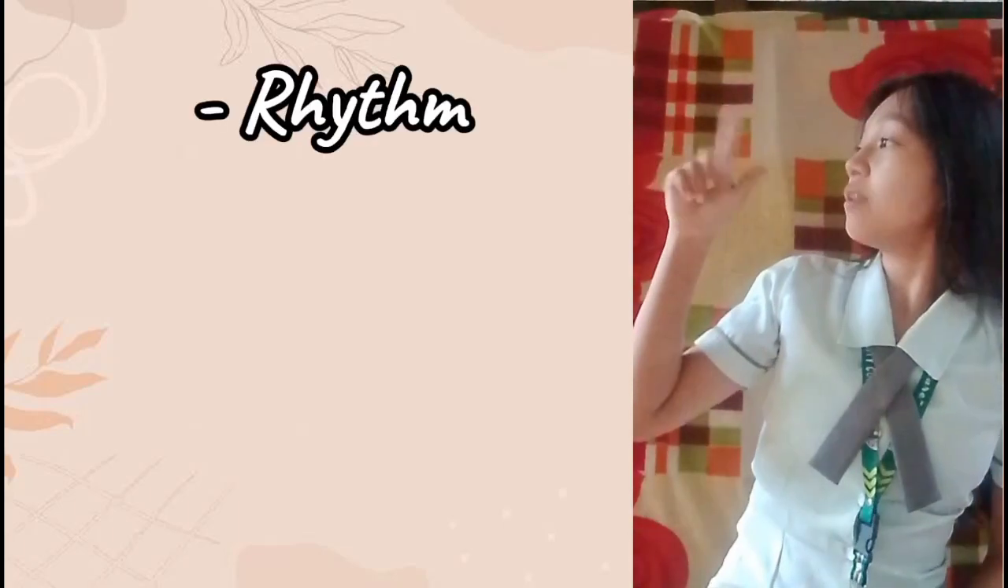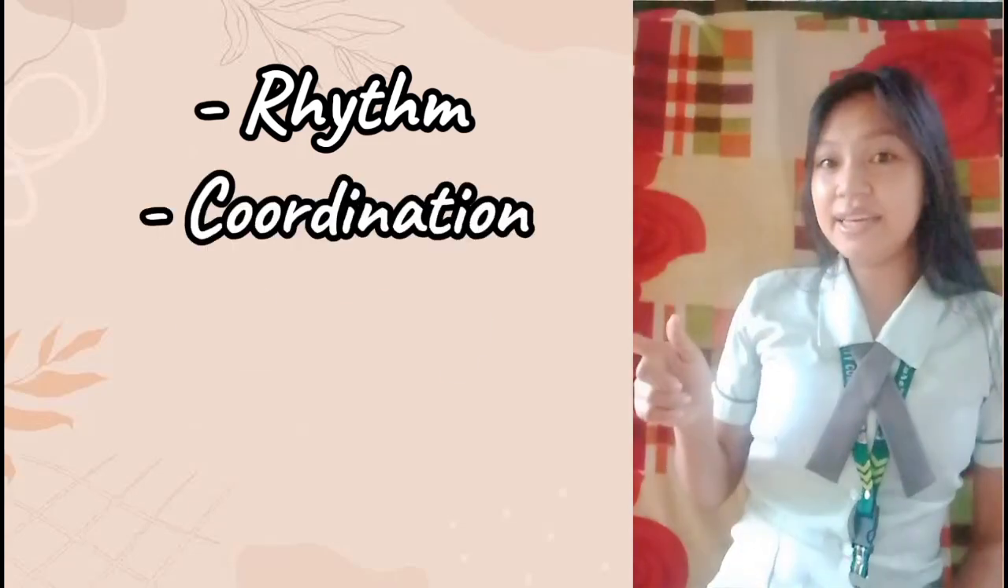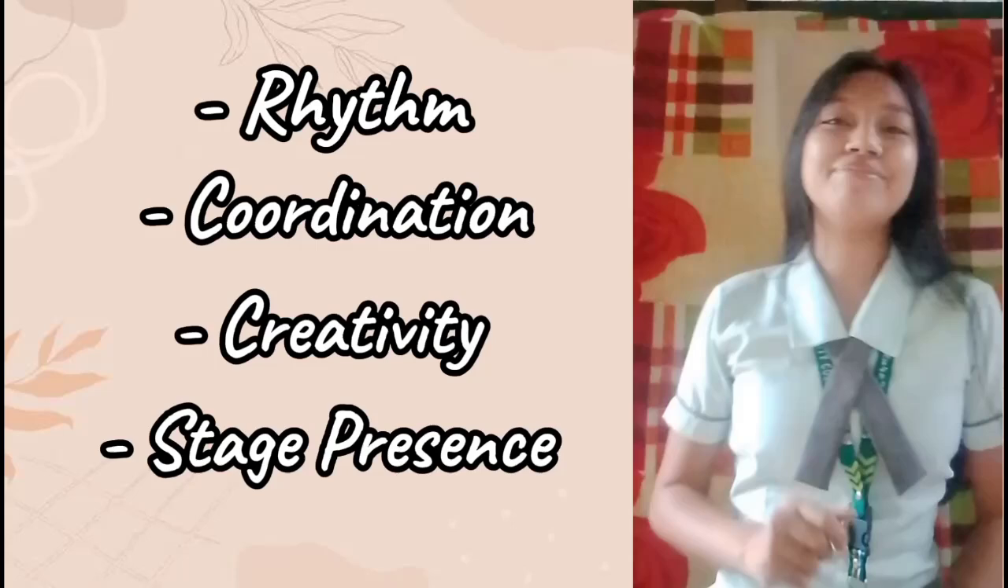The students are divided into two groups, with Group 1 and Group 2 showcasing their performances. This performance will serve as the basis for Teacher Howitt's grading, according to the given criteria, which are rhythm, coordination, creativity, and stage presence. Now, let's see the performances of Group 1 and Group 2.